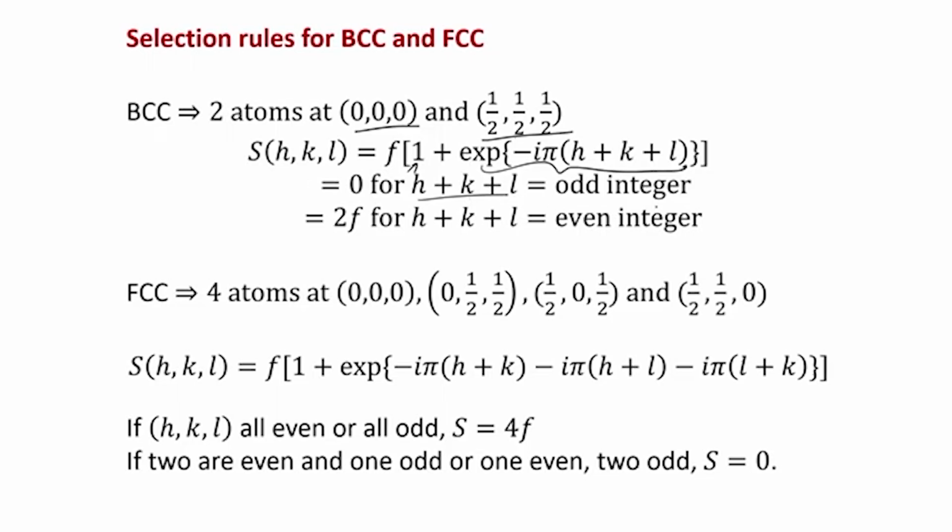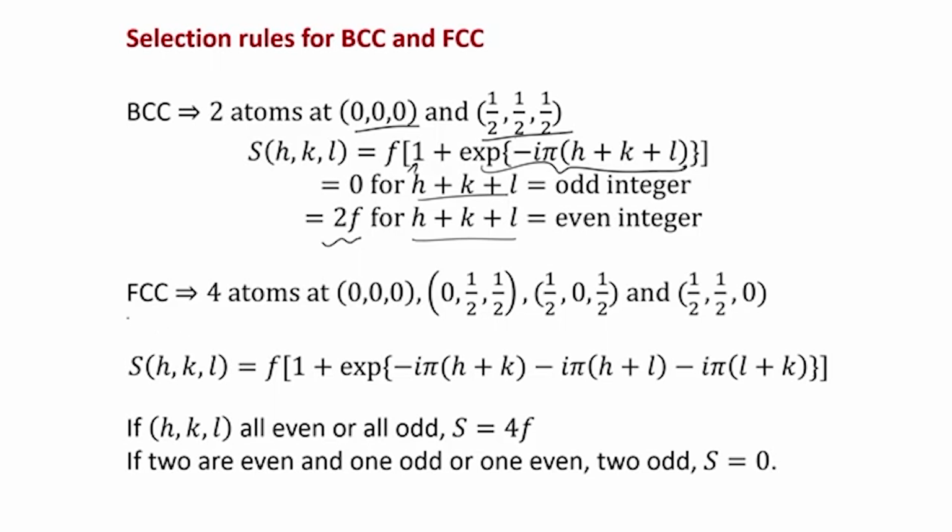For example, it can't be 1 2 1, or 1 2 2 and so on. 1 plus 2 plus 2 becomes 5, which is an odd integer, so you will not have any scattering occurring there. So the 1 2 2 plane will not give you any scattering, whereas the 1 1 2 plane or the 1 1 0 plane will give rise to scattering, because h plus k plus l is even, and then it will give a scattering equal to 2f.